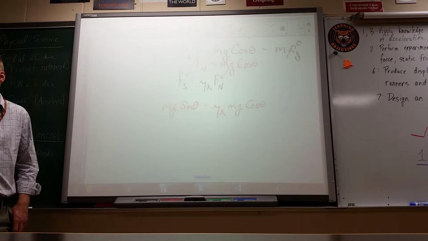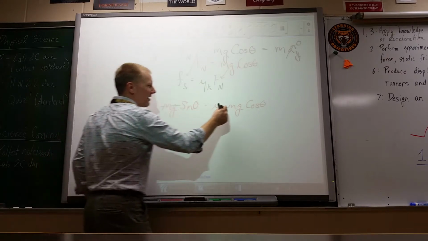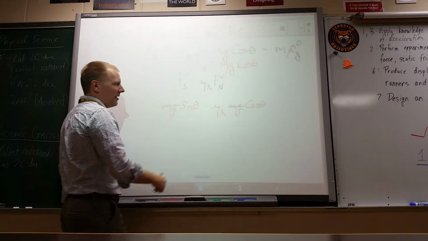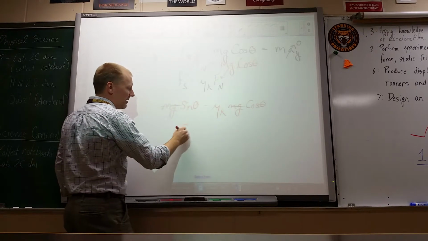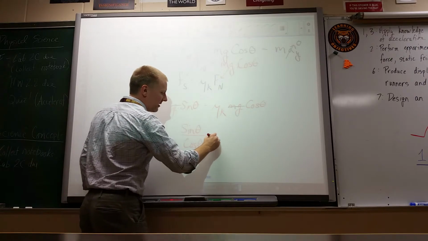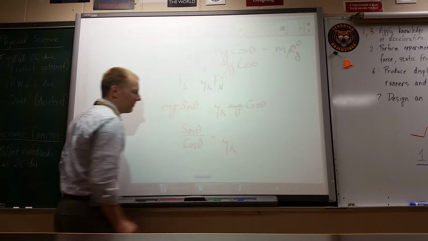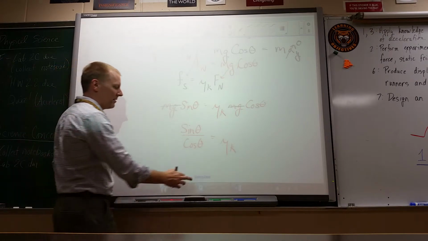Erase mg, because it's on the same side. If we divide both sides by mg, we get rid of those. I'm also going to divide both sides by cosine theta, which means sine theta over cosine theta is equal to mu k. What's that? Tangent.